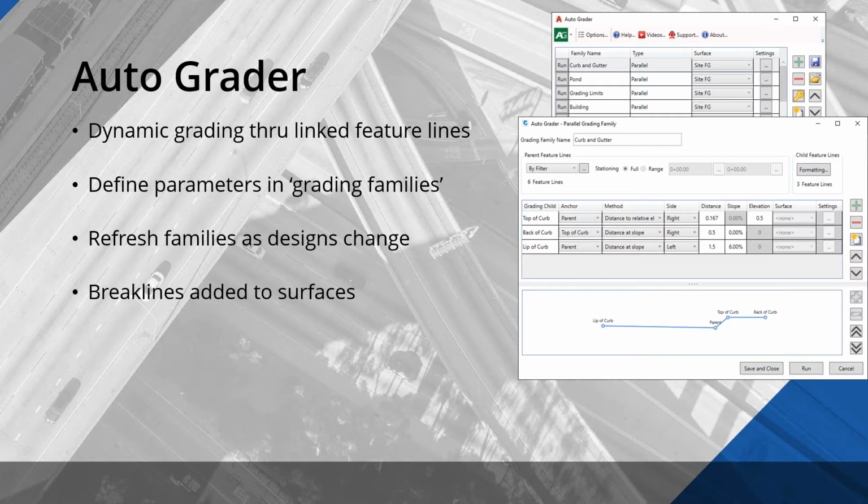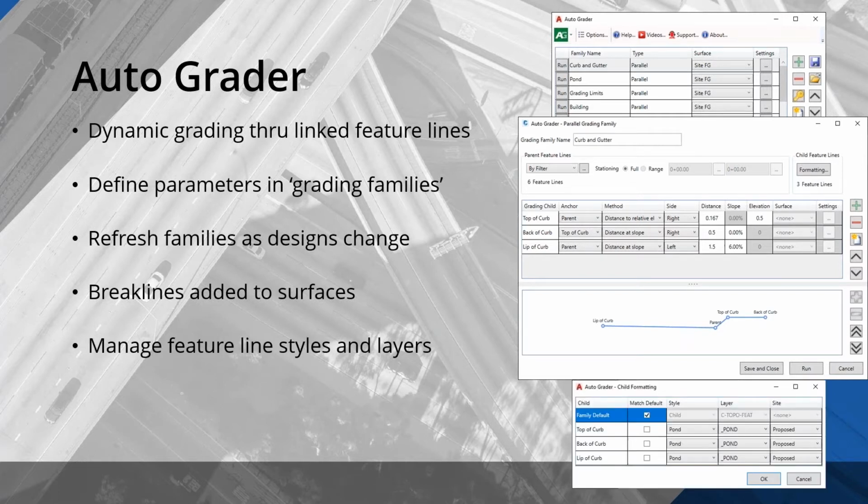All of the feature lines, the break lines, they're all managed by AutoGrader. They get added to the surface automatically, and you have control over that level of detail in the surface triangulation itself. AutoGrader will manage the styles and layers and sites for all of your grading. And you can even save out templates. In this case, this is an example of a curb where I might use this over and over on multiple drawings or multiple projects. You can save those out to quickly reload this rule-based design family, this grading family.